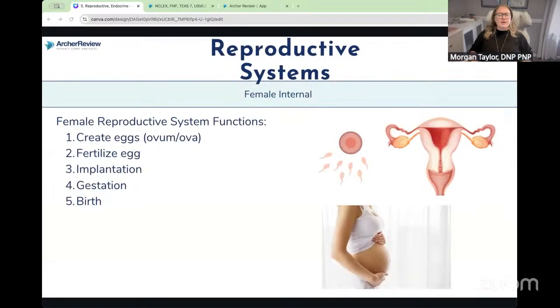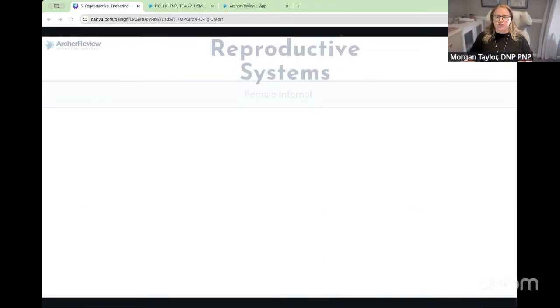Okay, now we've covered external for everybody. I jumped ahead. I was ready to go internal for females. Here we go. There's a lot going on inside that we cannot see on the outside. And we need all of that to grow an egg. That's called an ovum or an ova. That egg can be then fertilized by the sperm, implant into the uterus, gestate, grow a fetus, and then, of course, give birth. So, lots of structures going into making all those functions happen.